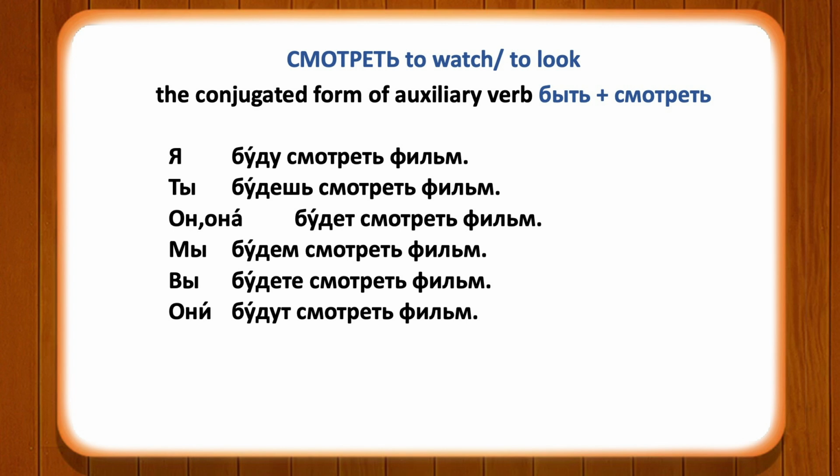Let us add the word film and make a sentence in future tense by using the verb смотреть. So if we have to say I will be watching a film, then we can make a sentence like this. Я буду смотреть фильм. It means I will be watching a film or I will watch a film.